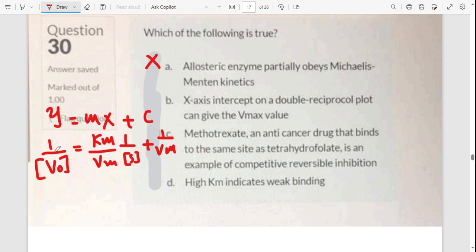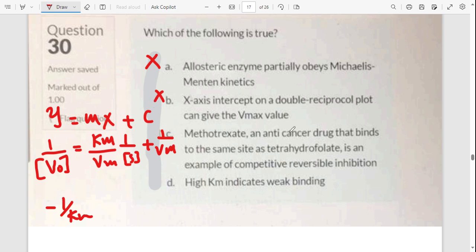So the y-axis is represented by 1 over V0. The gradient m is represented by Km over Vmax. And then x is 1 over the concentration of S. And the y-intercept c is 1 over Vmax. So the x-intercept is going to be represented by negative 1 over Km, not by Vmax. That's not true.